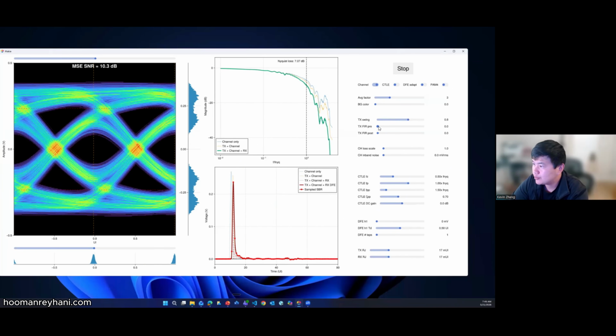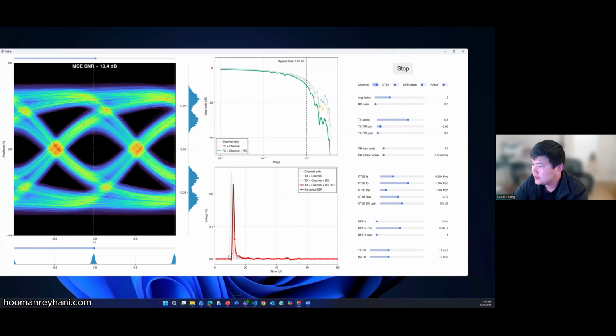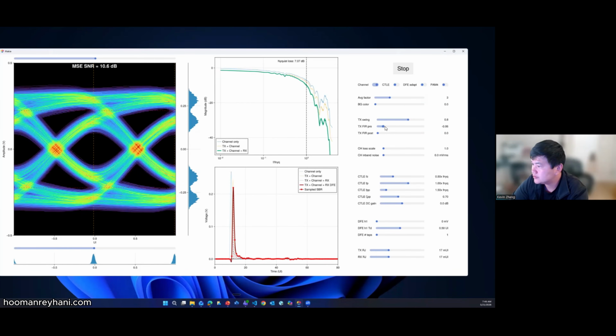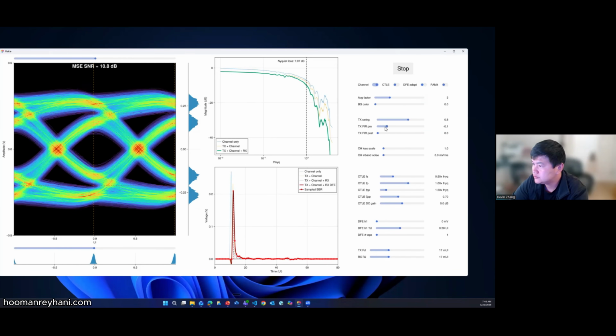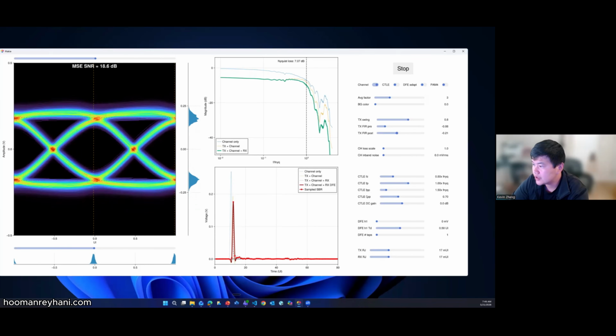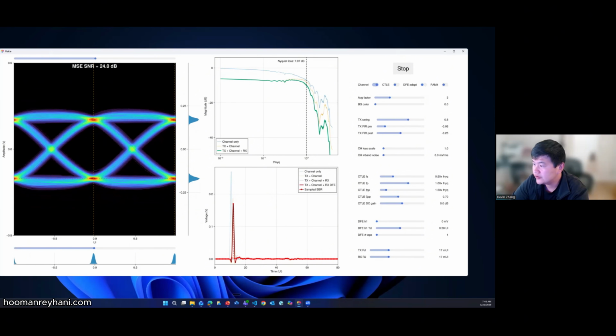If I apply precursor, let's focus on the SBR over here. You will see that the precursor point starts to get dragged down until I can make it almost zero. I can keep increasing the postcursor and drag it down until it's almost zero. And in this particular case, the eye can be made very clean with just TXFIR alone.